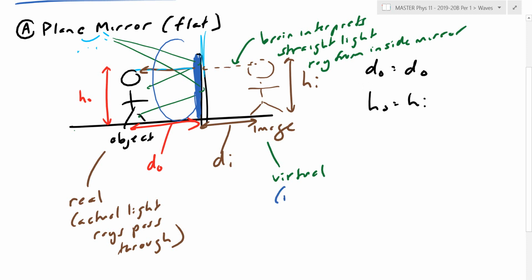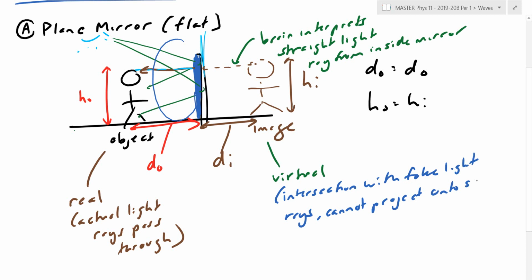Virtual, so it's the intersection with, let's just call them fake light rays. Light rays don't actually intersect there. It just looks like it had come from there, and therefore we cannot project onto a screen. You can't put a screen, a blank canvas, inside the shininess of the mirror because you can't reach into the mirror anyway. So you can't project on the screen. As we'll see with lenses, there will be some images you can project. Those are real. The images that you cannot project are called virtual. So that's introducing some of the terminology for us here.